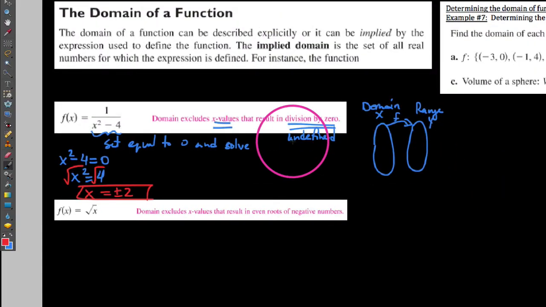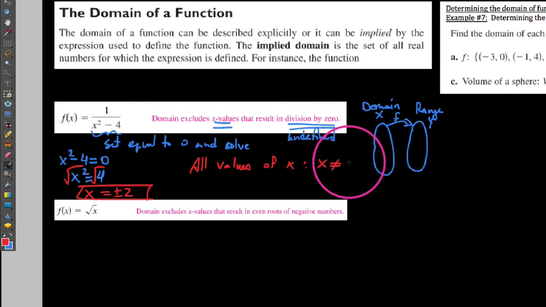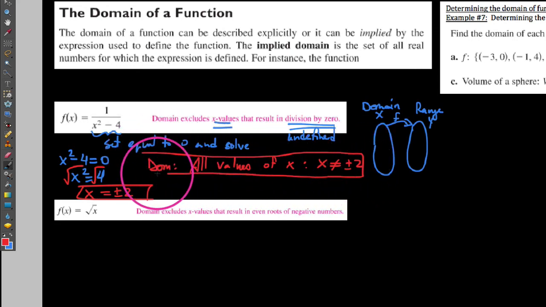And so the implied domain of this, we could just write it out here, would be all values of x, and then we'll put a colon here, such that x cannot be equal to plus or minus 2. So in terms of the domain, we could list the domain as being implied as being all x values, but not plus or minus 2, because you can't divide by 0.